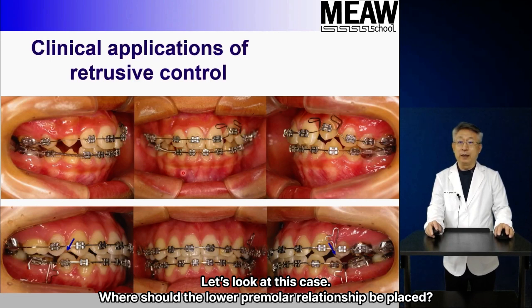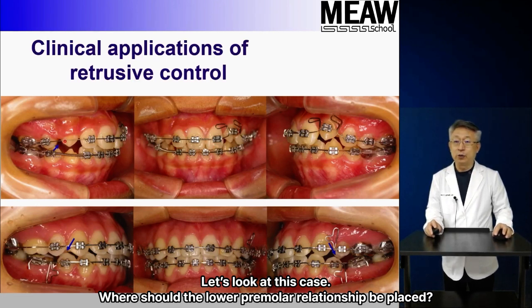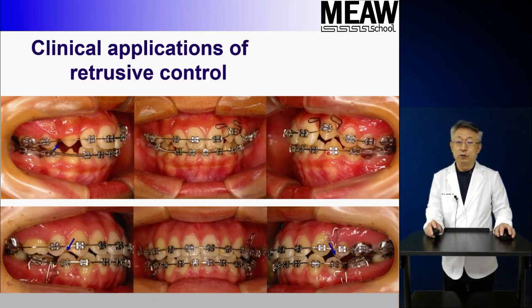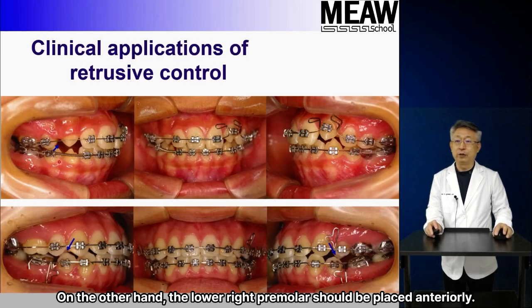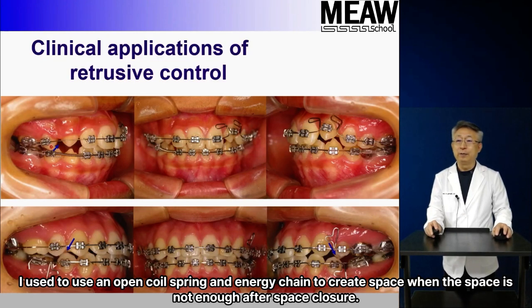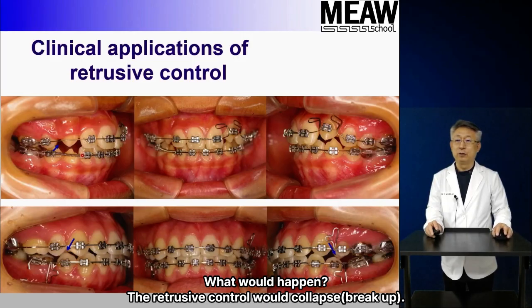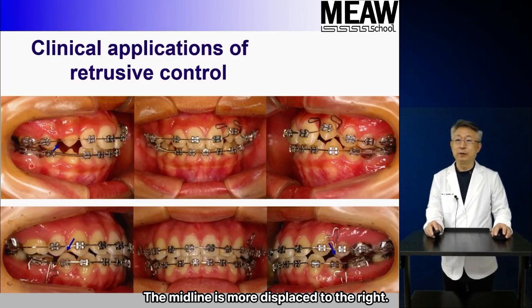Let's look at this case. Where should the lower premolar relationship be placed? Premolar relationship on the left is good. On the other hand, the lower right premolar should be placed anteriorly. I used to use an open coil spring and energy chain to create space when the space is not enough after space closure. What would happen? The retrusive control would collapse, break up. The midline is more displaced to the right.